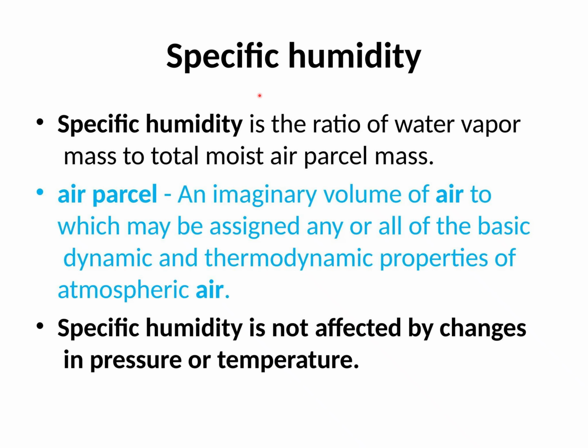Now let's learn about specific humidity, which doesn't depend on pressure or temperature. That is why it is used in the psychrometric chart. It is the ratio of water vapor mass to the total moist air parcel mass. This is the ratio between the water vapor and the total moist air.